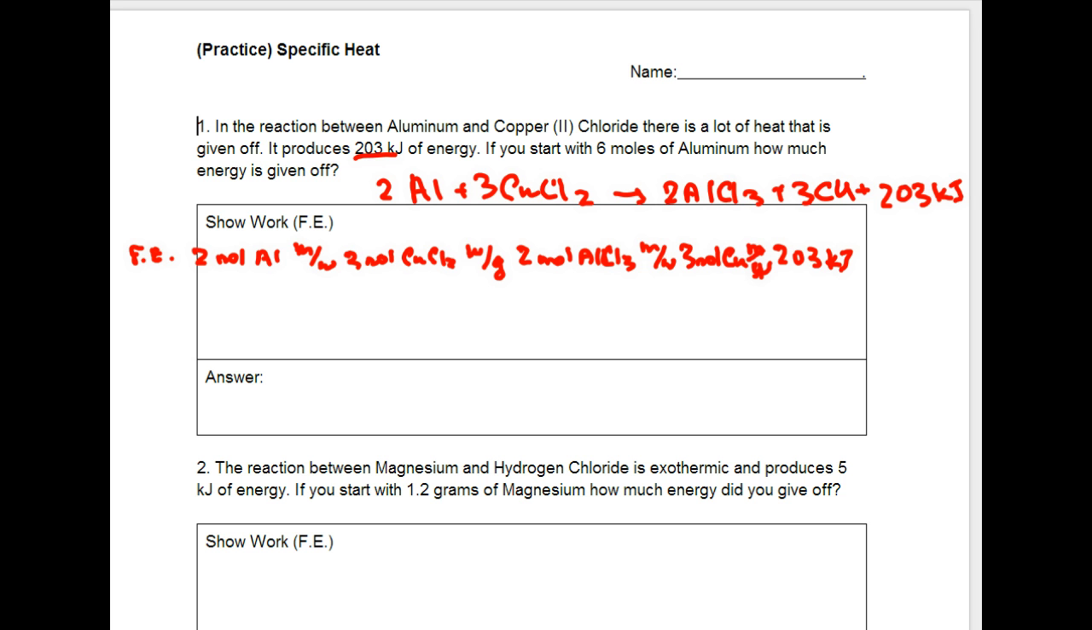But the question is asking, if you start with 6 moles worth of aluminum, how much energy is given off? So instead of 2, we're actually going to 6. So we're multiplying by a factor of 3. Likewise, we would multiply by a factor of 3, and we should get 609 kilojoules.